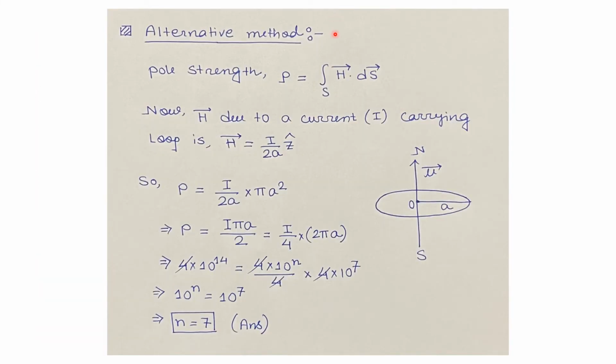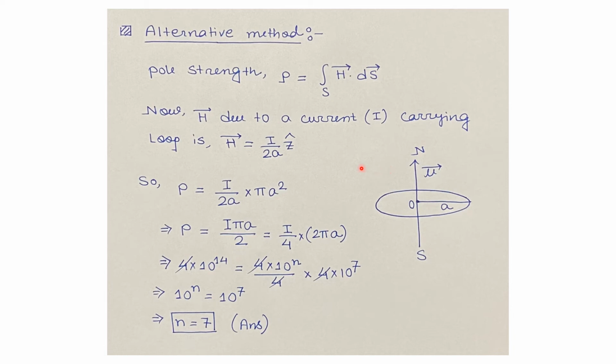We can also solve this problem in an alternative manner. The definition of the pole strength is given by P equals the surface integral of H vector dot dS vector. So we are considering the Earth's magnetic field is due to a current carrying loop having radius small a. For that current carrying loop, the H field is given by I by 2a along the z cap direction. So here it will be along the north direction.